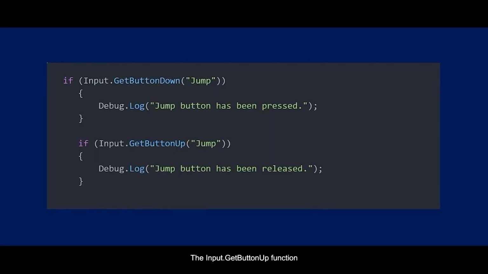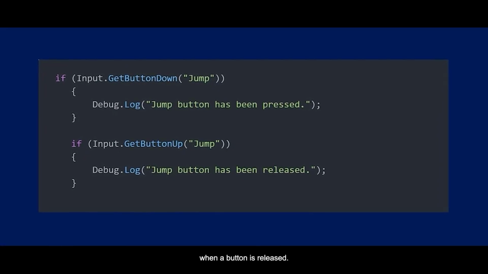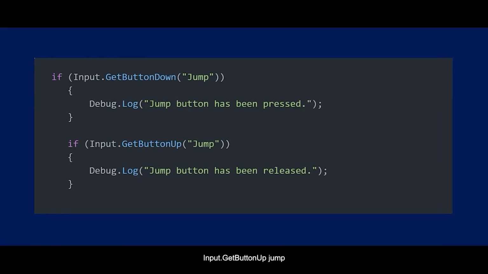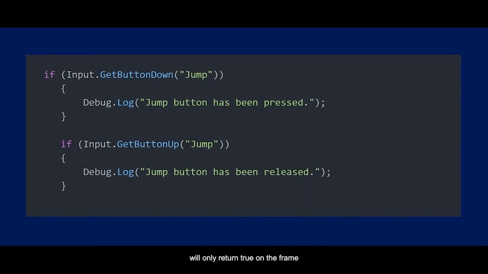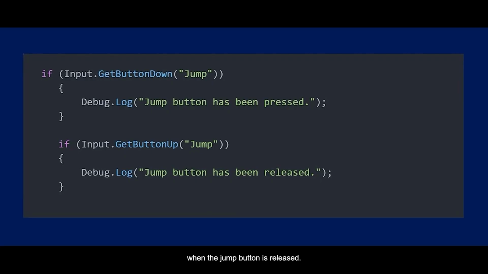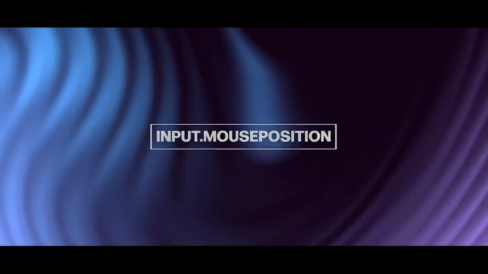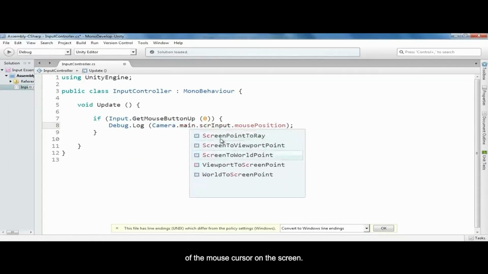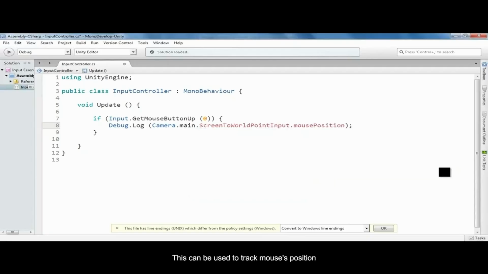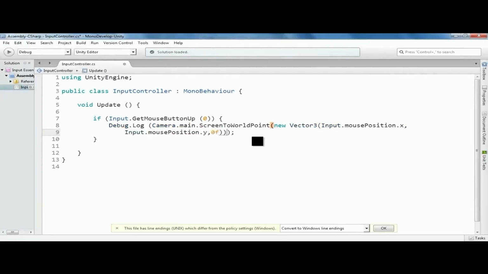The Input.GetButtonUp function is used to detect when a button is released. For example, Input.GetButtonUp Jump will only return true on the frame when the jump button is released. Input.mousePosition returns the current position of the mouse cursor on the screen. This can be used to track the mouse's position and perform actions based on its location.